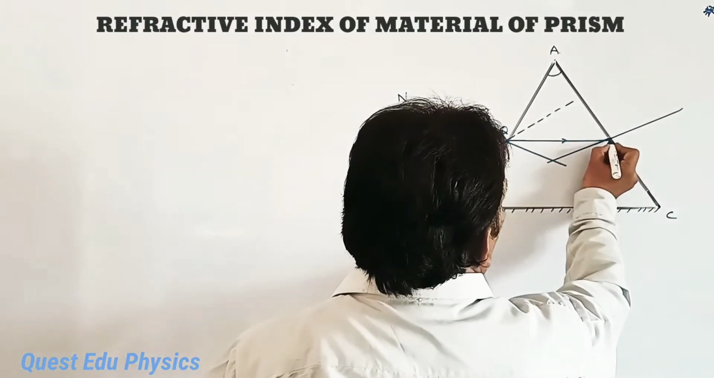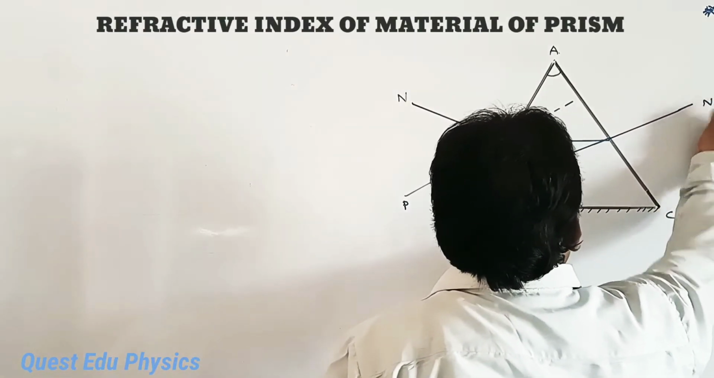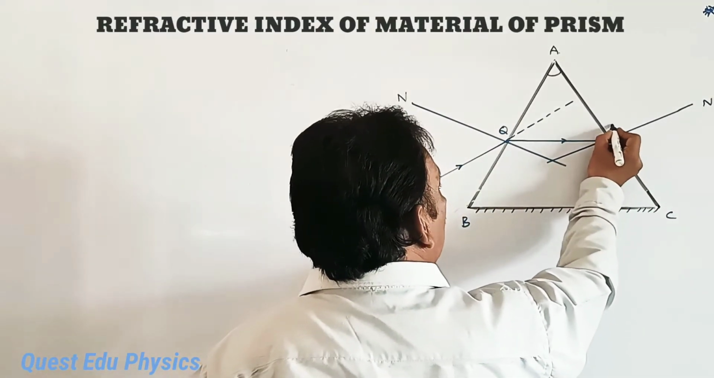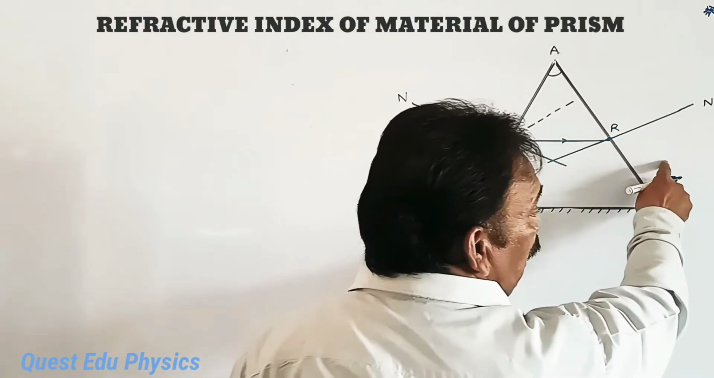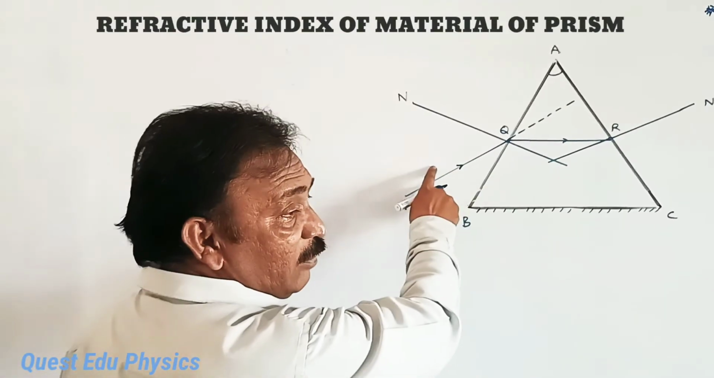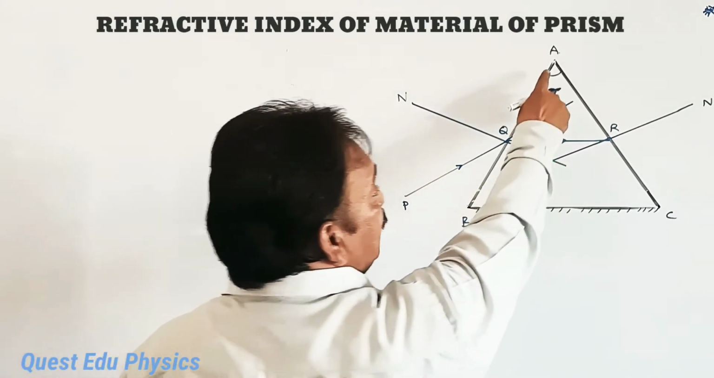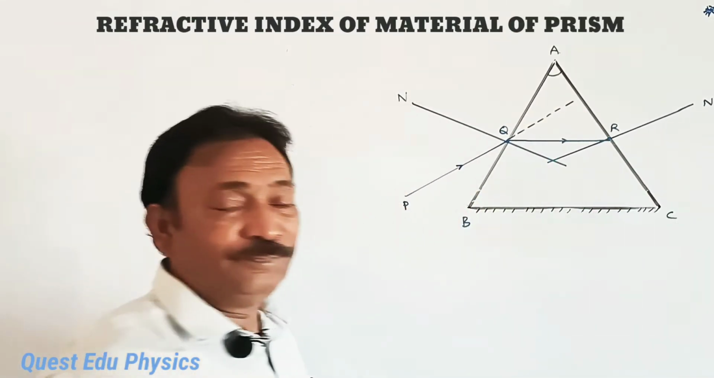Okay, students, a normal is drawn. Call it N dash. Here it is P, it is Q, and it is R. Then what could happen? It is traveling from denser to rarer medium. Here it traveled from rarer to denser medium at the first refracting surface. At the second refracting surface, it is passing from denser to rarer.